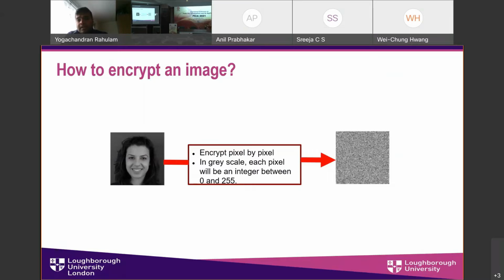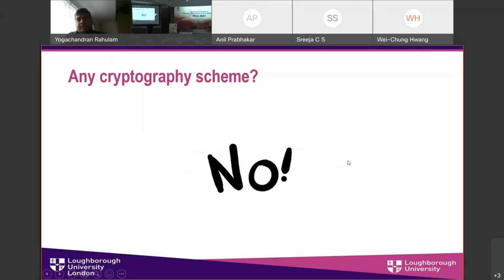If you want to encrypt, encryption is easy. Basically, the images are based on pixels. You just encrypt pixel by pixel so that you will get an image like this, right? Now the question is, can you use any cryptographic scheme? The answer is no, right?